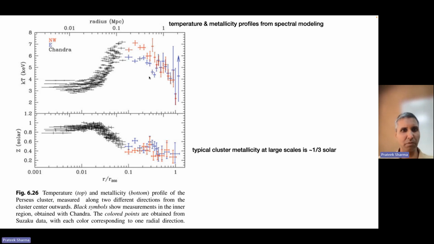This is from Suzaku. These symbols are from a Japanese X-ray telescope called Suzaku. And this is from Chandra. Chandra has a very high spatial angular resolution. So that's why the inner parts, with high resolution, you can actually do with Chandra. The outer parts, which have lower surface brightness, you do with Suzaku.